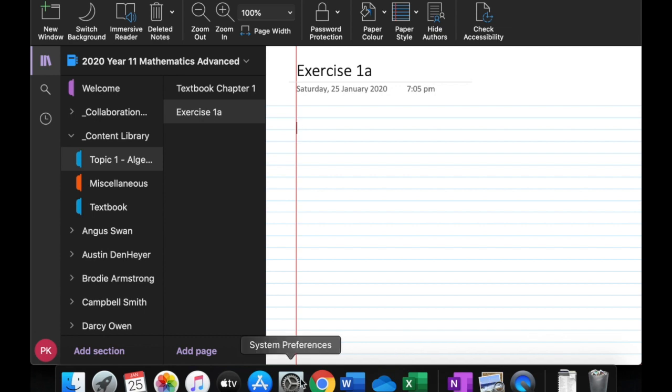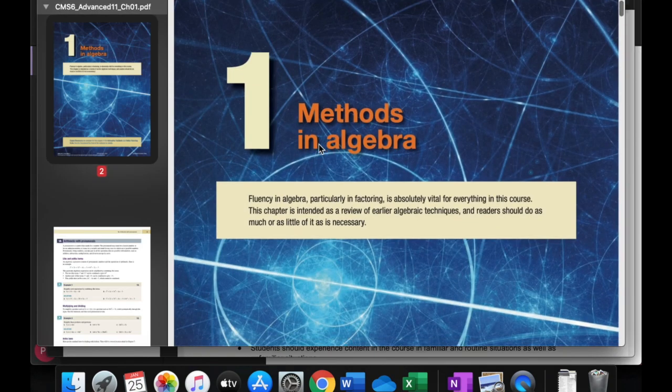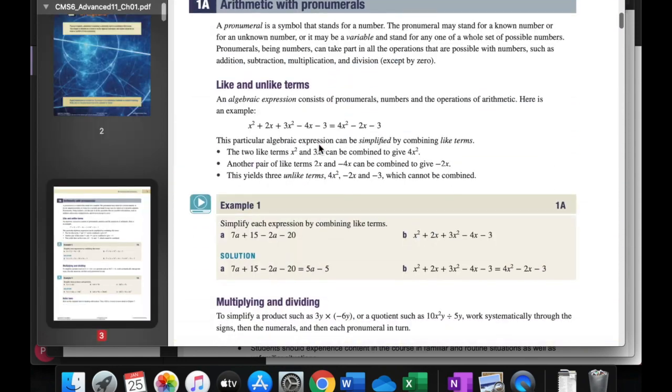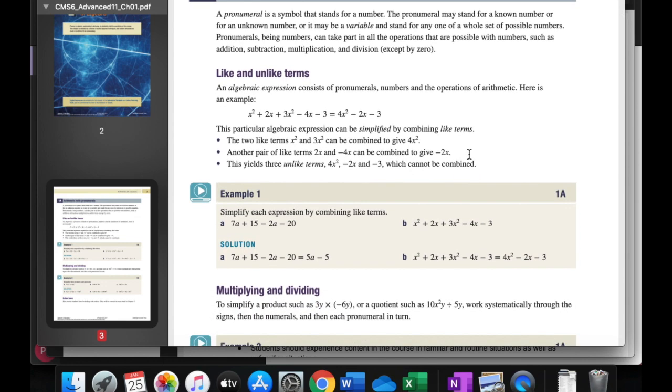Let's have a look at the actual textbook chapter. We're looking at exercise 1A, so let's open her up. Now, exercise 1A. A pronumeral. You know all this. You know what a pronumeral is. You know what a variable is. You may not be used to using that terminology. Get used to it. Deal with it.